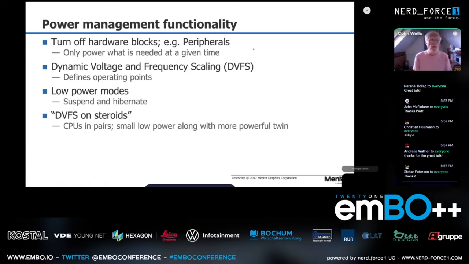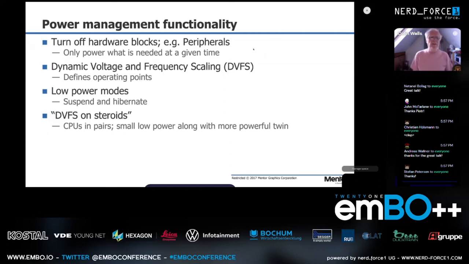We also have low power modes. Most CPUs nowadays have some options here. They're all different. The two that I will discuss in more detail later are Suspend and Hibernate. These are rather arbitrary names. The names are different from one manufacturer to another. But I use the terms that are commonly used in the Windows PC world, Suspend and Hibernate. We'll come back to that.